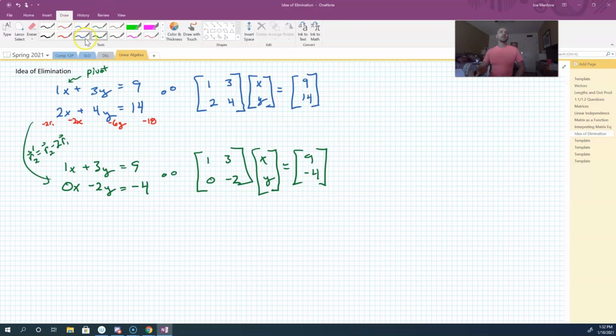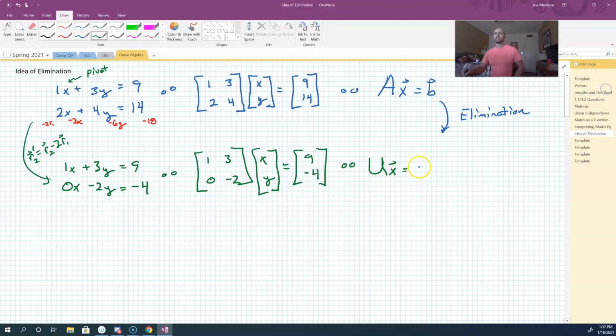So in the case that I started up here, I'm thinking this is a lot like an equation Ax equals b. Then I did some stuff, right? I eliminated a little bit. I applied the idea of elimination, and I ended up with this new system that looks like Ux equals c. So see, the x vector didn't change, but the matrix changed, and also the vector it's equal to changed.